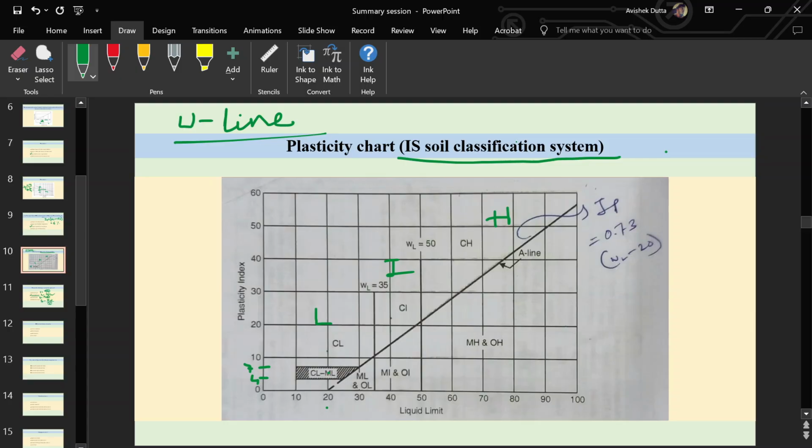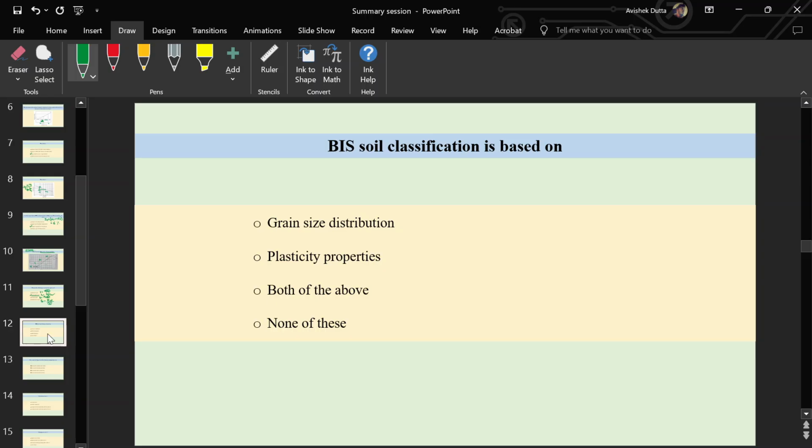That is the Bureau of Indian Standards. So yes, we can say very definitely that BIS soil classification is based on both the grain size distribution and the plasticity properties. So both of the above is the correct option. Very good.